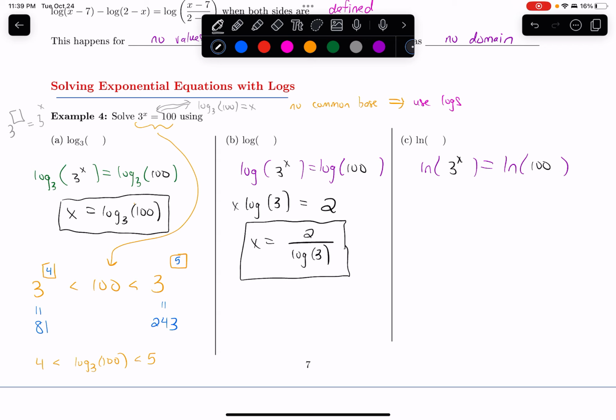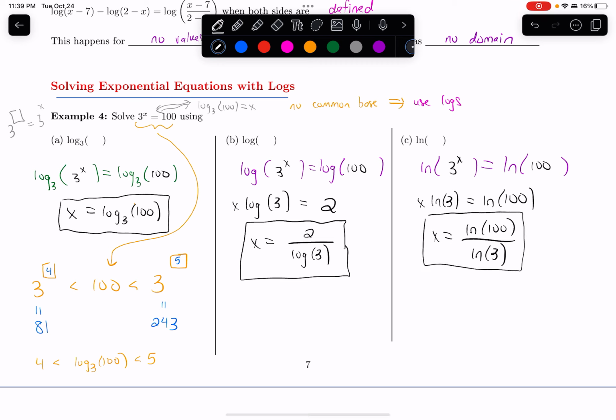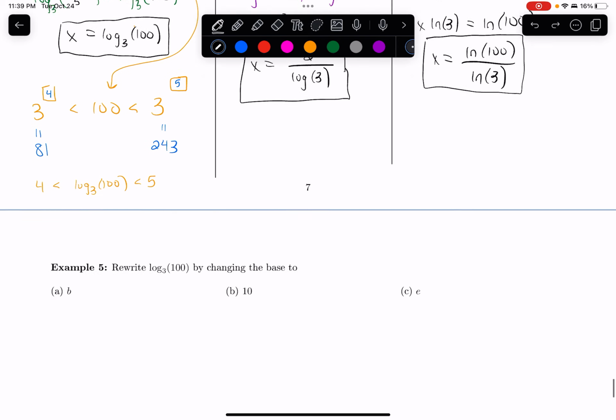Okay, but doing it with this one, again, I can pull this power out in front. So I'll get x times ln of 3 equals ln of 100. This time I cannot simplify this one. And then I can divide by ln of 3 to get x equals ln of 100 divided by ln of 3. And that also is a totally valid way to write my answer. Again, it looks different from the previous two, but I'm about to show that these are actually all the same. All right, so I'm flipping the page here.